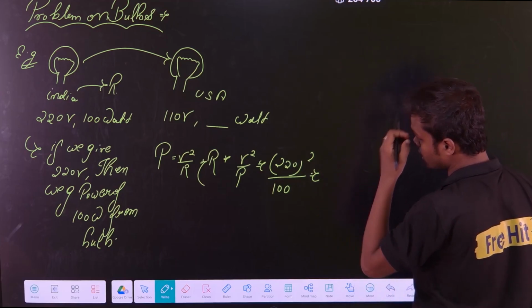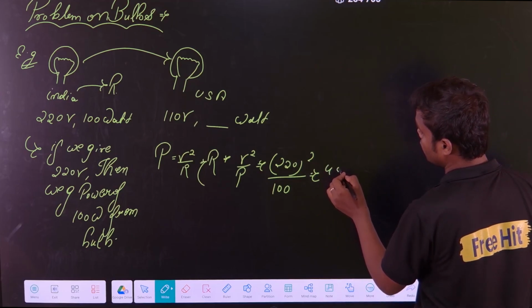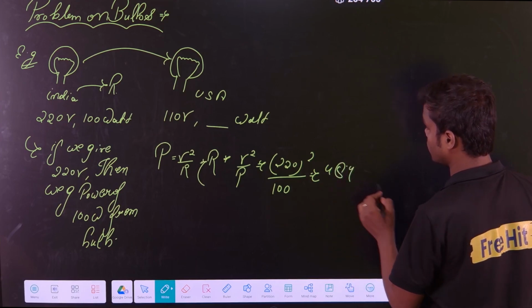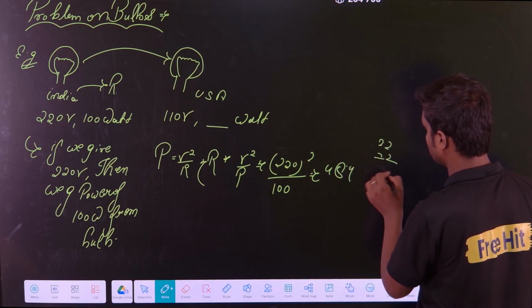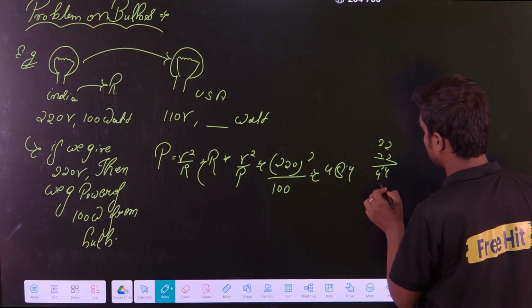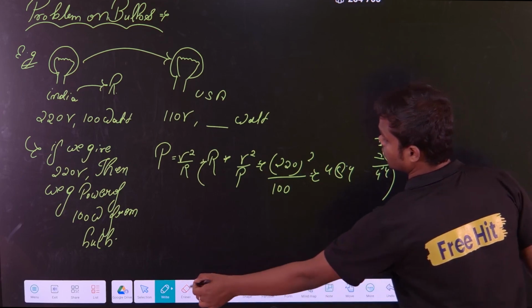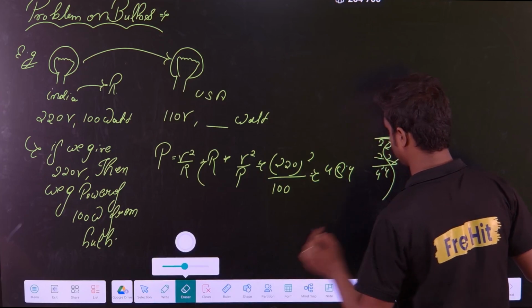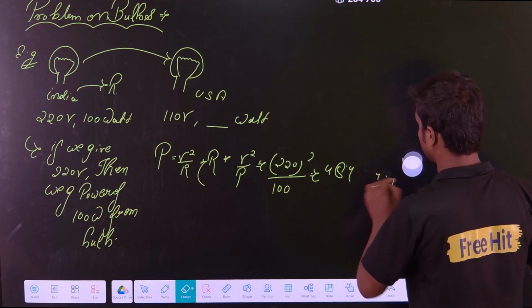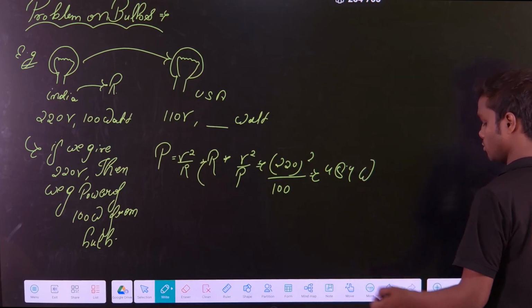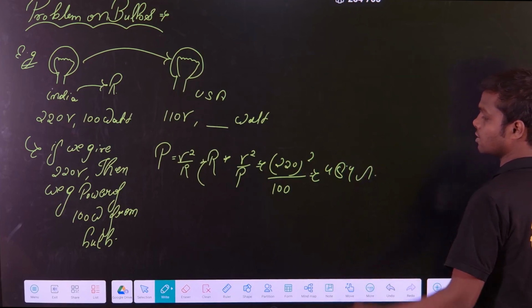That is 448, correct? 448 or 484. I think 484. Yeah, correct, 484. Okay, this board has some issue, sometimes it hangs. So 484 ohms resistance is there.